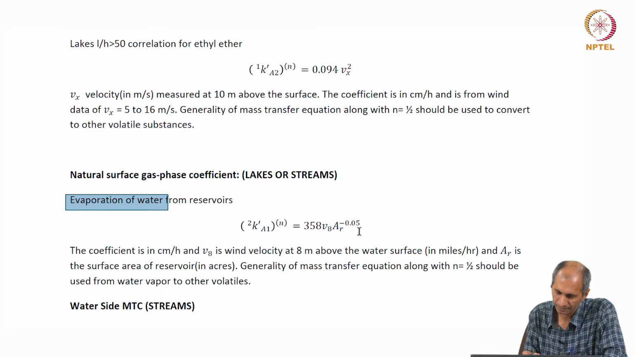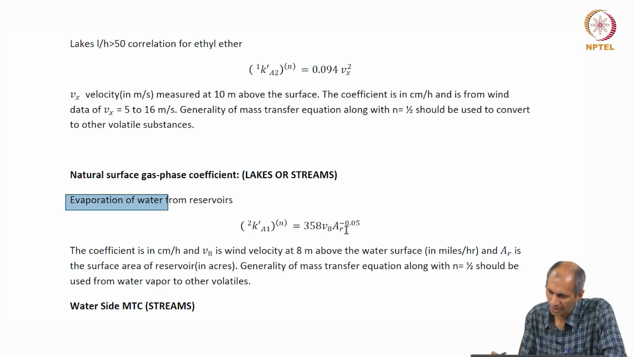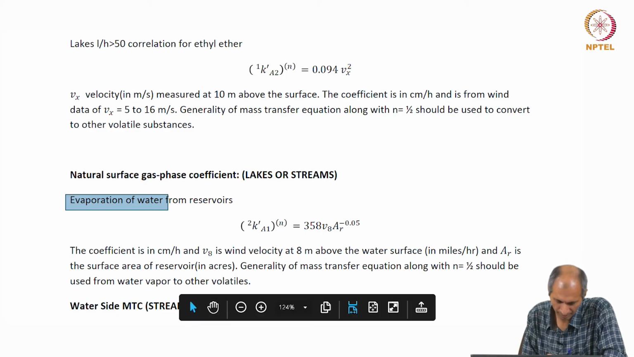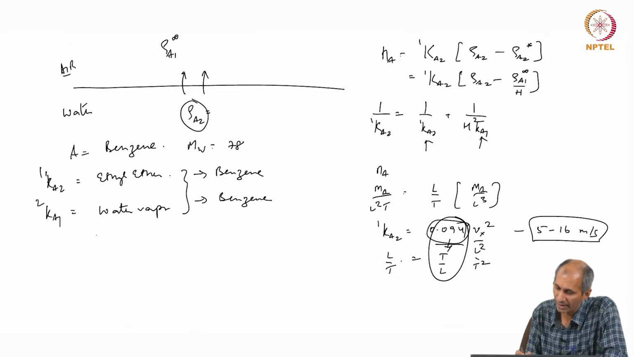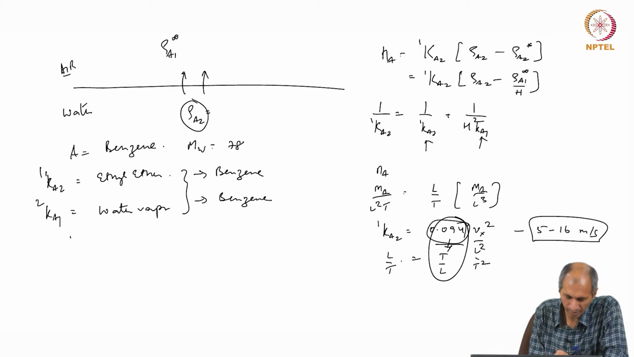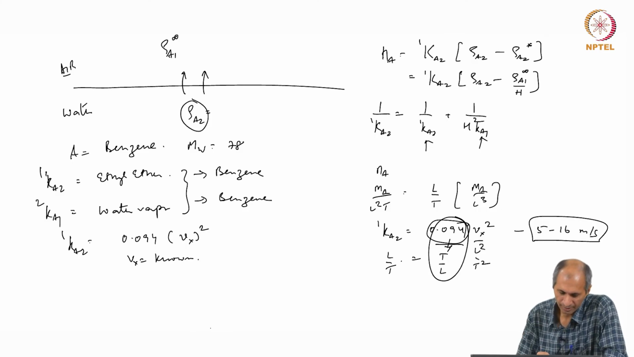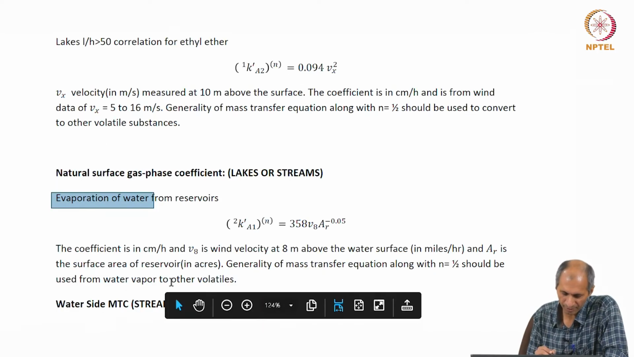The first step is, let us say we are using this correlation, we calculate the mass transfer coefficient for ethyl ether. So, we are using Ka21 equals 0.094 into Vx square. We know what Vx is, Vx is known. Again here if you want you can use this additional information that is given.